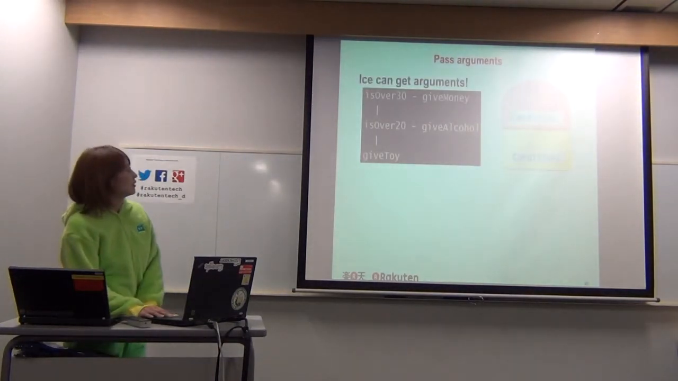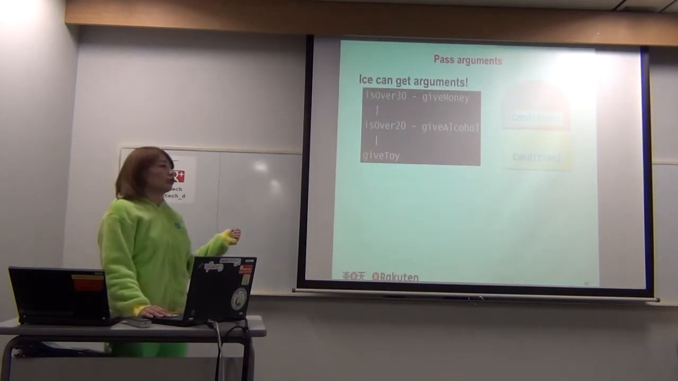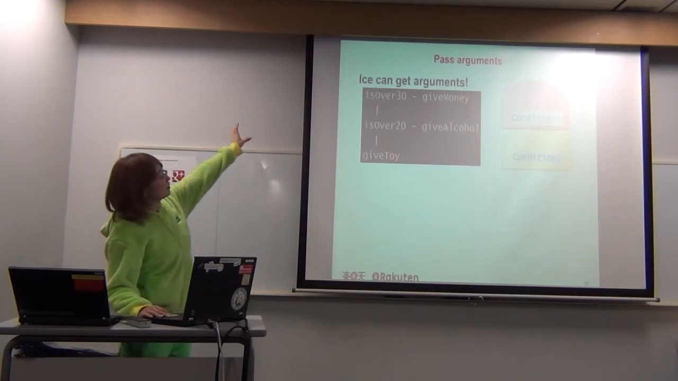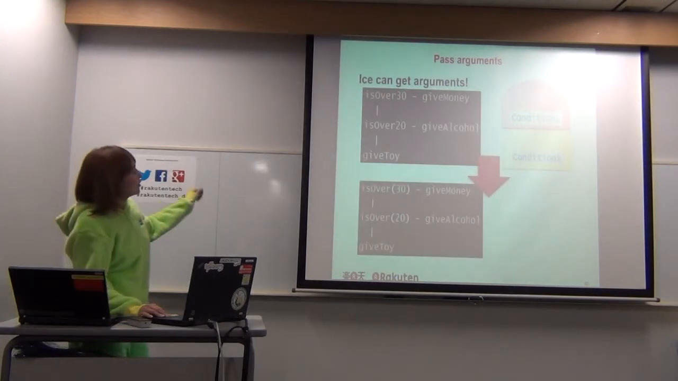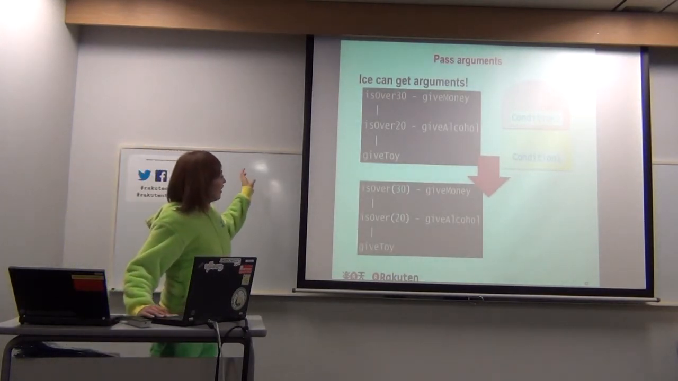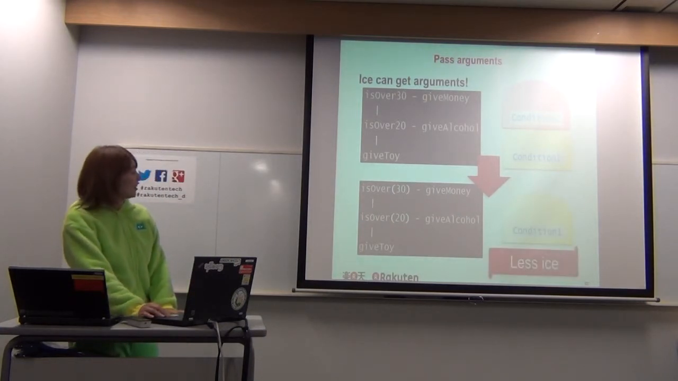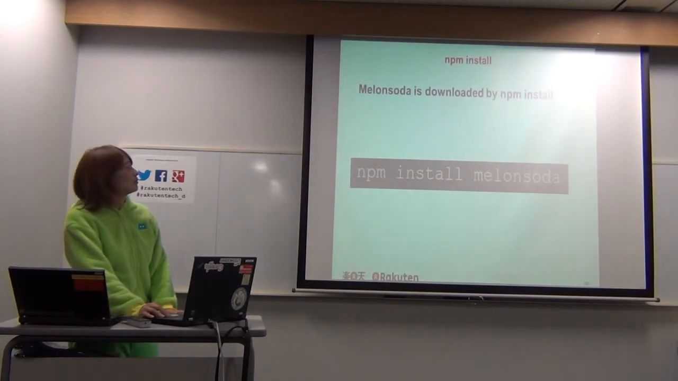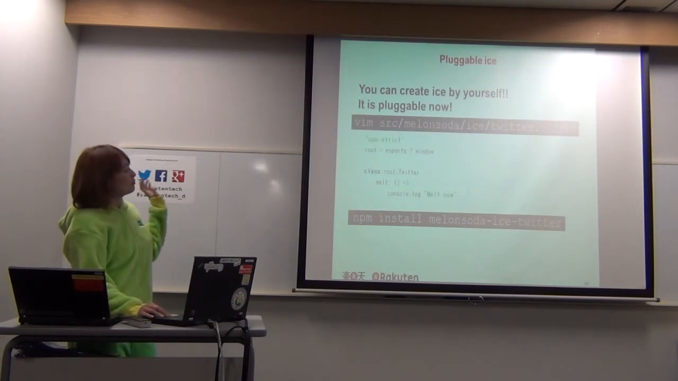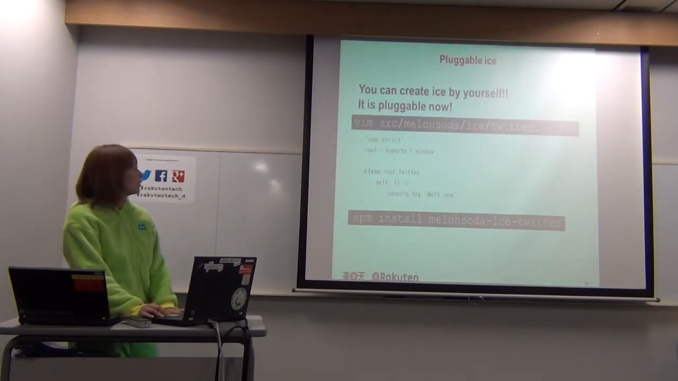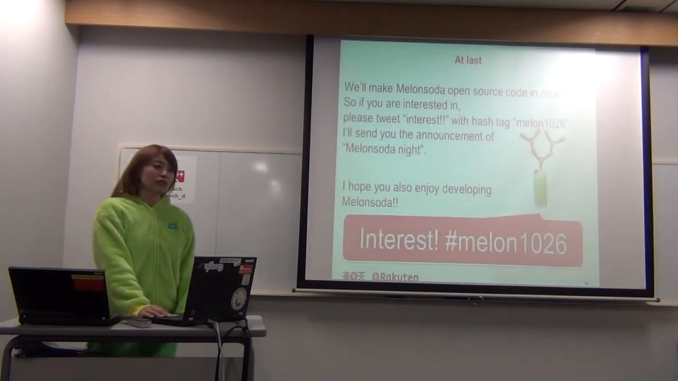And second is pass arguments. Before Melonsoda, you had to create ice twice for this logic. But after power up, it can get pass arguments and the ice becomes only one from two. So it means less ice. And third is NPM install. Melonsoda is downloaded by NPM install, and you can create ice by yourself. It is pluggable now. At last, we'll make Melonsoda open source in the near future.